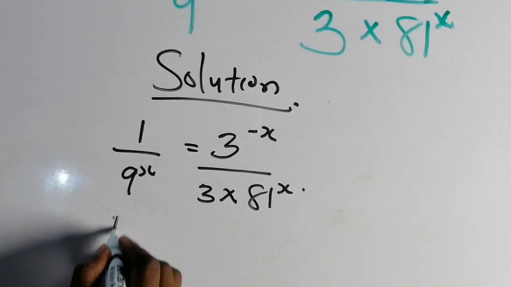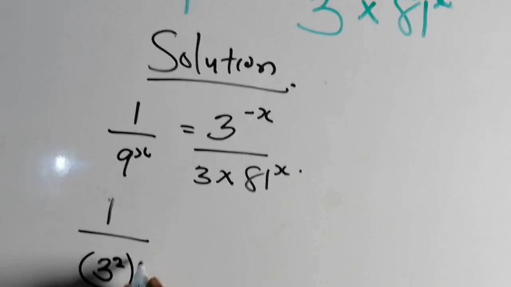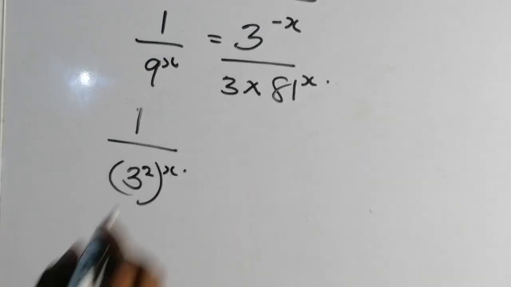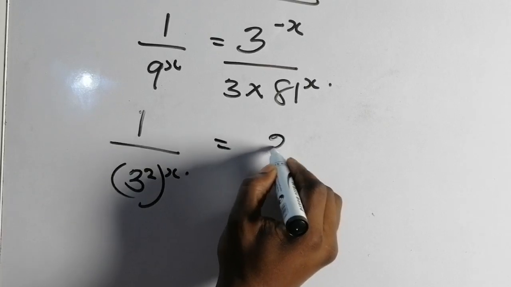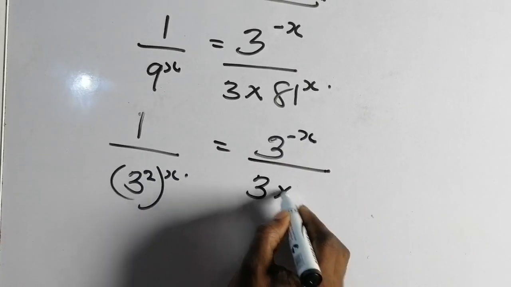So it means that 3 times 3 is 9. So I can write 3 raised to power 2. Yeah, that's 3 raised to power 2. So this one is the same thing as 3 raised to power minus x, all over 3 times.